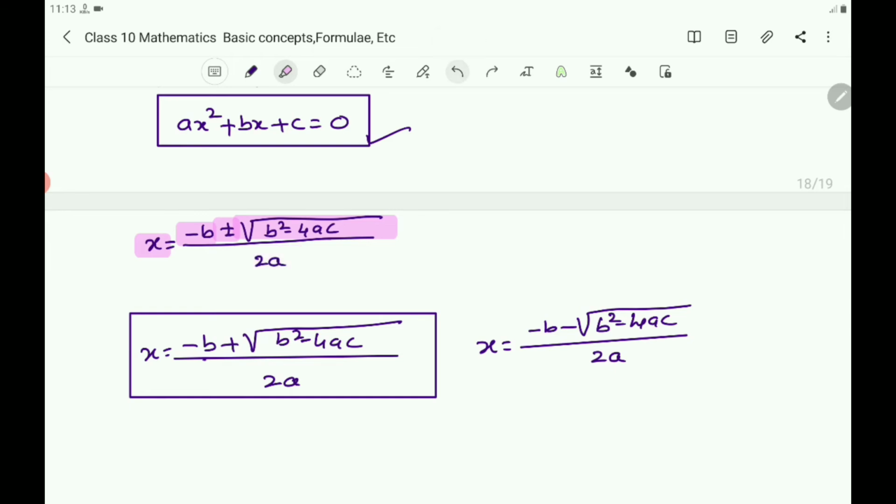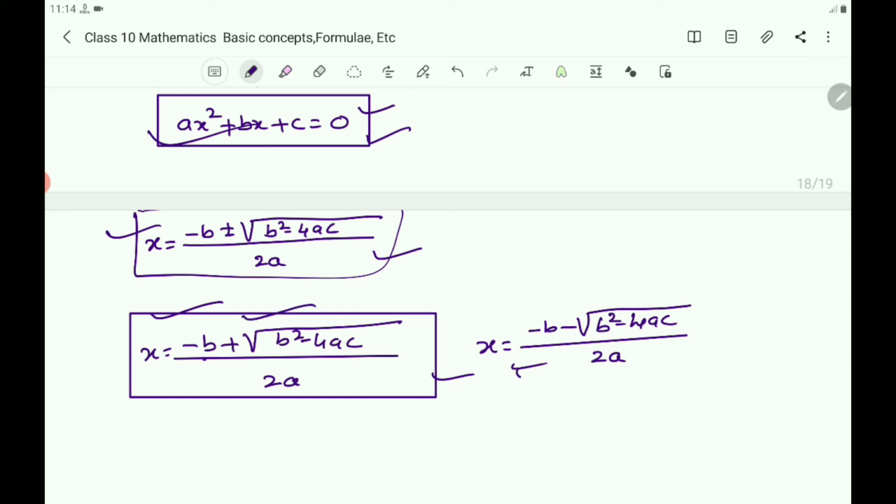So if there is a question asking the formula to find the roots of the quadratic equation ax² + bx + c = 0, you must write this one. Or if they ask what are the two roots of the quadratic equation, you must write these two roots. But in multiple choice questions, the answer will be like this only. If the formula is asked, they will give the answer in this form, and for two roots, in the form of these two.